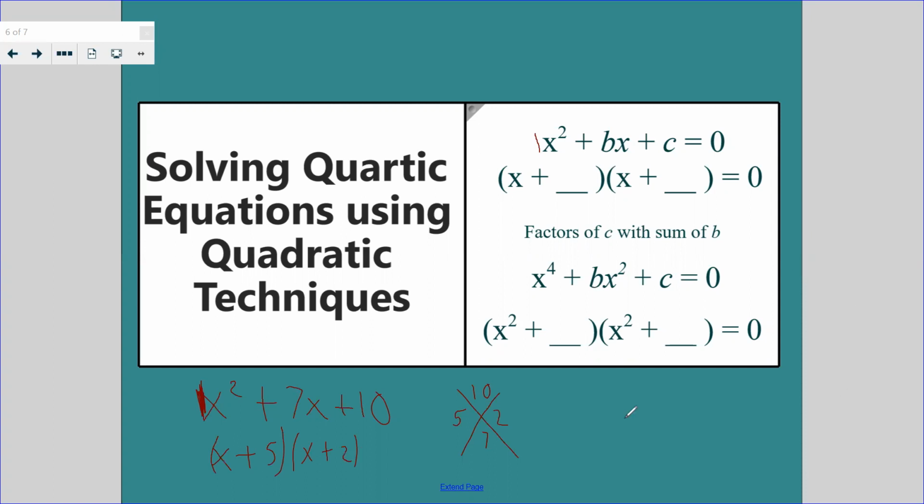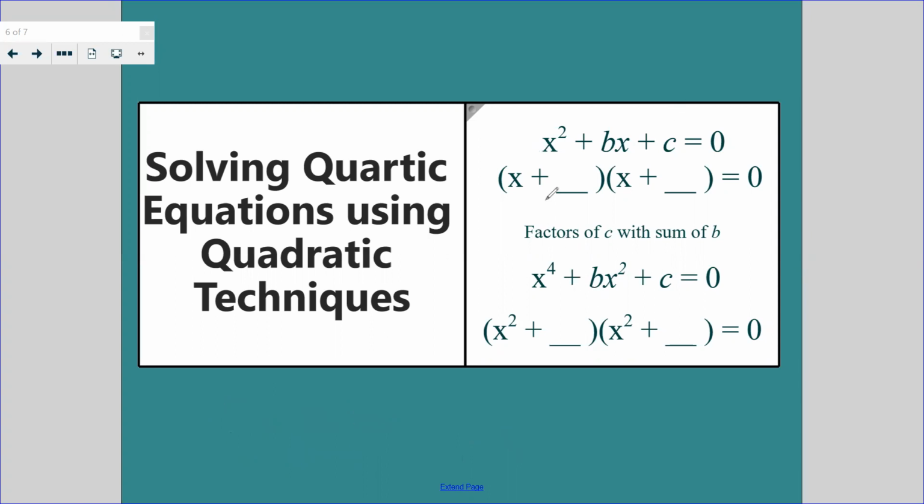Because if I multiplied this out again, x times x is x squared, x times 2 is 2x, but this is 5x. So combine those, you get 7x. 5 times 2 is 10. So our work was really simplified when this number was a 1. All we had to do is look and see what multiplies to this but adds to this. So that's what we're going to be using here.